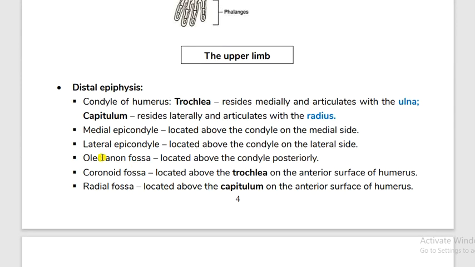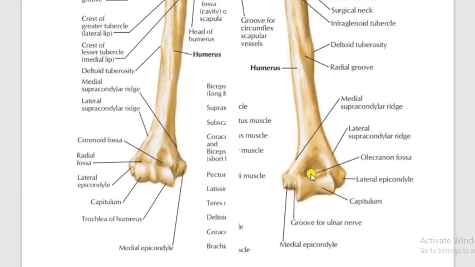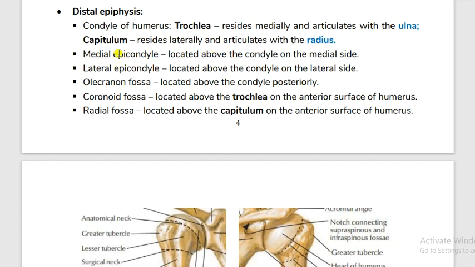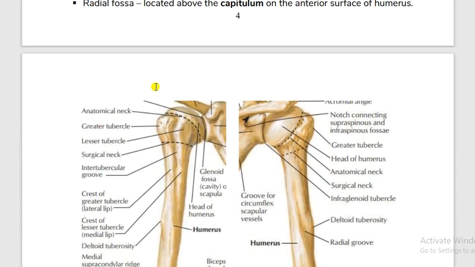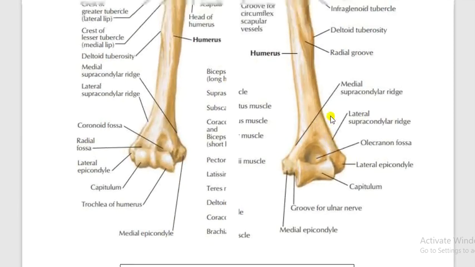There is the olecranon fossa, which is located above the condyle posteriorly. This is the olecranon fossa, located above the condyle of the humerus on the posterior surface of the humerus.